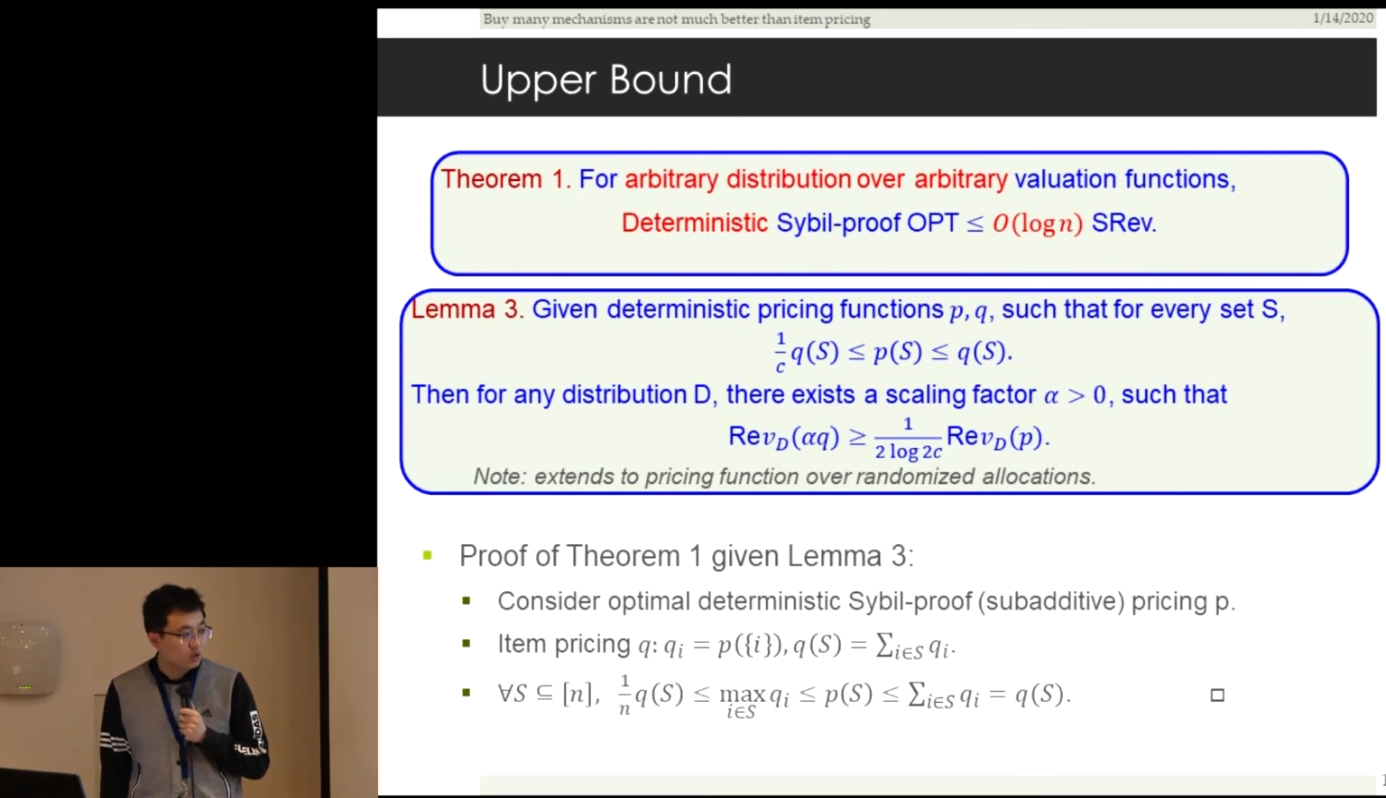On the other hand, since it is monotone, then P of S is greater than the maximum item price in the set. That is greater than 1 over n times Q of S. So this means that Q just pointwise n-approximates P. Then this finishes the proof of theorem 1 given lemma 3. We immediately get the O(log n) approximation.